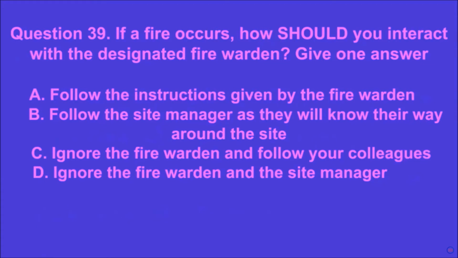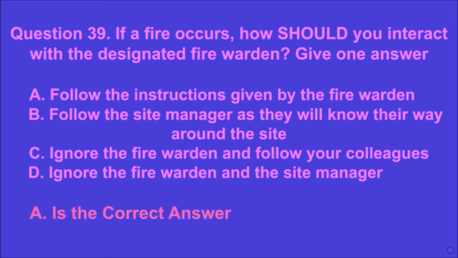Question 39. If a fire occurs, how should you interact with the designated fire warden? Give 1 answer. A. Follow the instructions given by the fire warden. B. Follow the site manager as they will know their way around the site. C. Ignore the fire warden and follow your colleagues. D. Ignore the fire warden and the site manager. A is the correct answer.